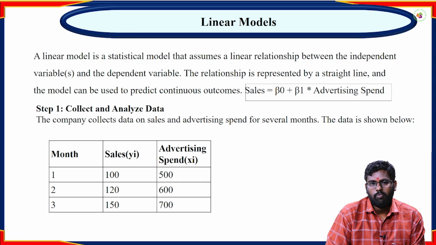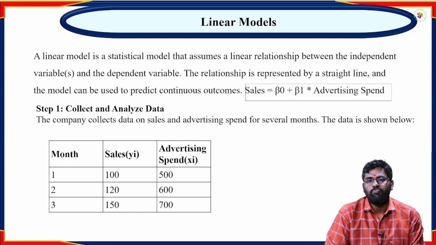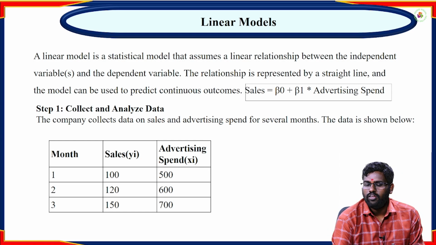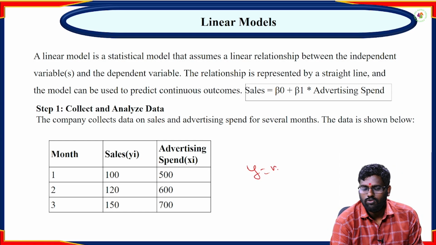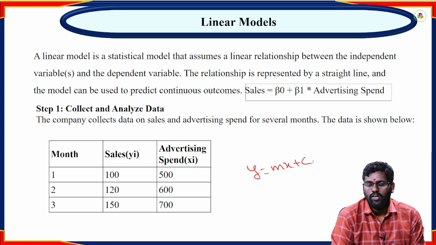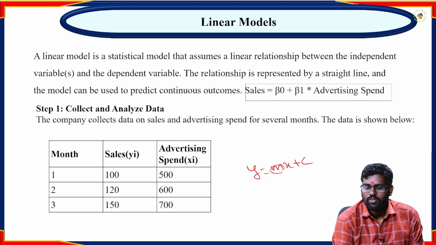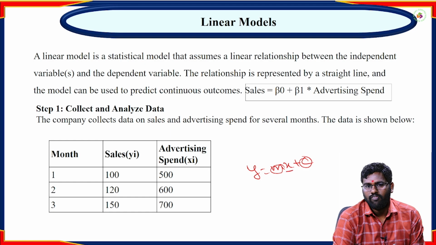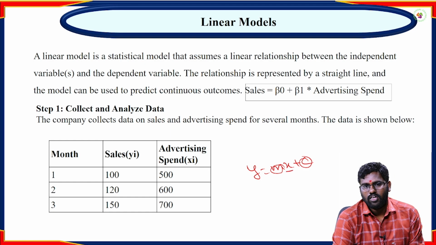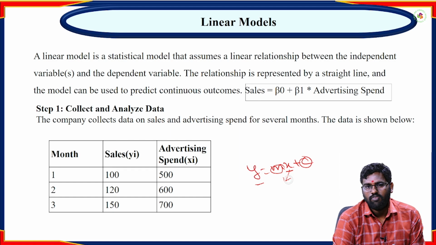For example, if I am given y is equal to mx plus c, this is one of the equations for the linear model. Here m is our slope, c is the constant, and x is the independent variable. We call x independent because whenever we change the value of x, the value of y needs to change. So y is the dependent variable and x is the independent variable.